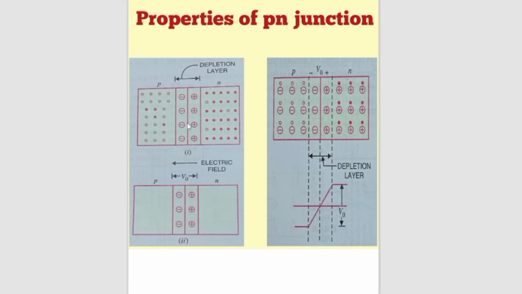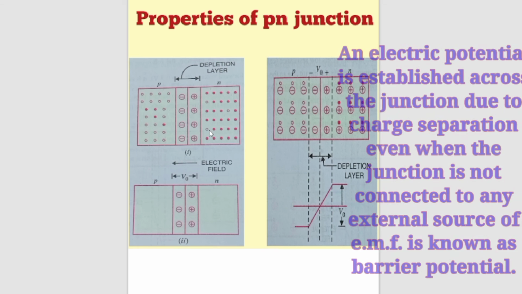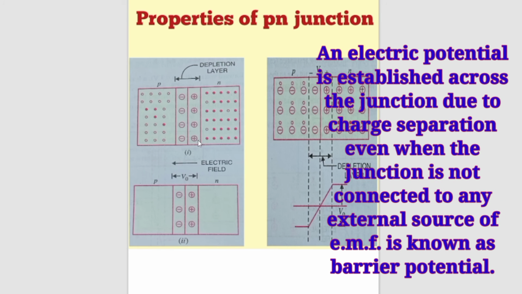The positive and negative charges set up an electric field. This is the direction of electric field from positive to negative. The electric field is a barrier to the free electrons in the n region. There exists a potential difference across the depletion layer and is called barrier potential V0. This is known as barrier potential.